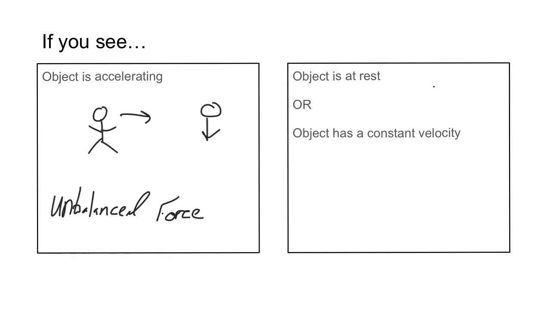If you see an object at rest, this would be like the baseball sitting on a table. It's not accelerating, it's not falling down, it's just sitting right there on the table. Or if you see the object, like the baseball that's at terminal velocity, moving at a constant velocity where it's not speeding up, it's not accelerating at all, you would know that there are balanced forces acting on that object.